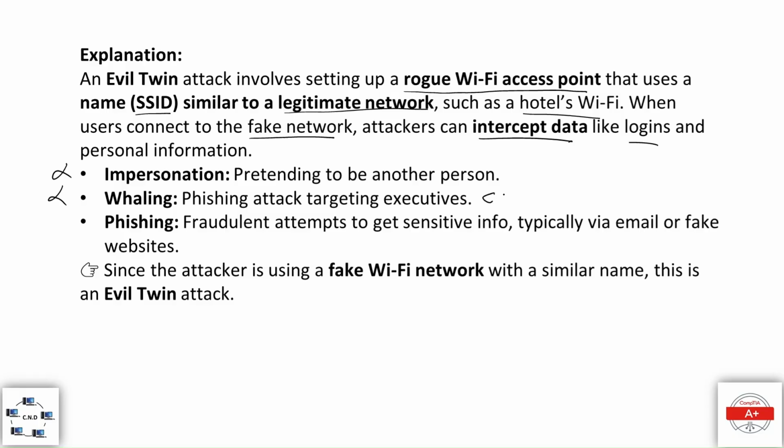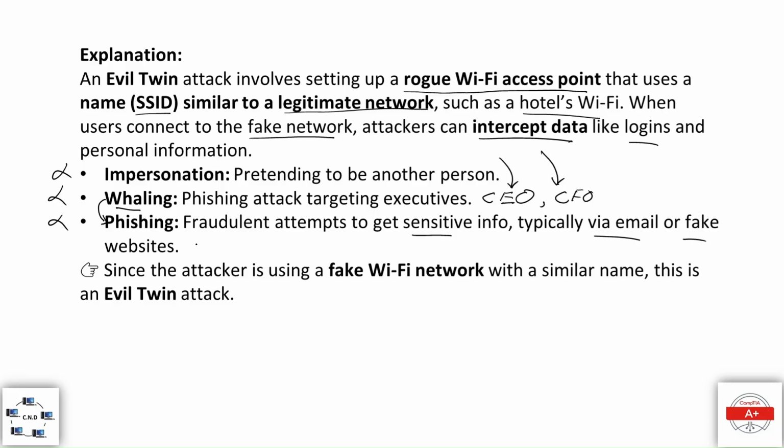Executive means the CEO, or you can say the CFO of the organization. So this is a type of phishing attack, but it targets only high value targets such as the CEO and CFO. Similarly, phishing is another attack that users do using fraudulent attempts to get sensitive info, typically via email or fake websites. So whaling is also a type of phishing, but it is more specific towards executives.